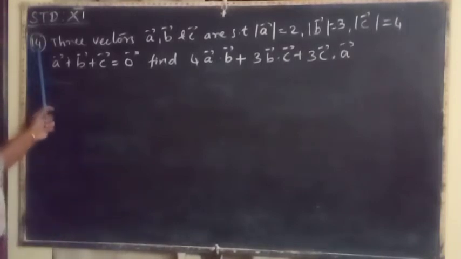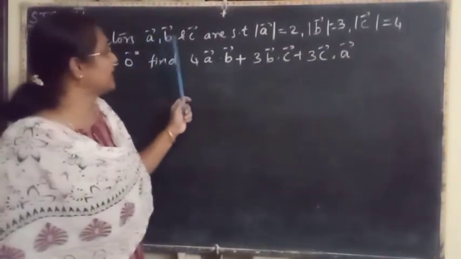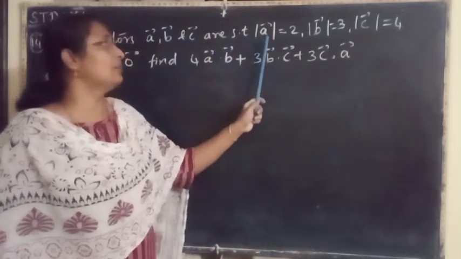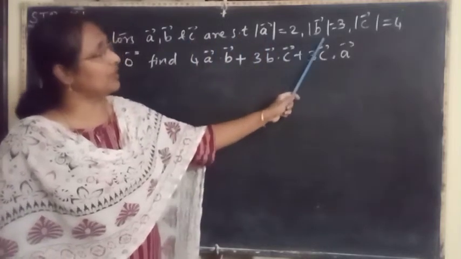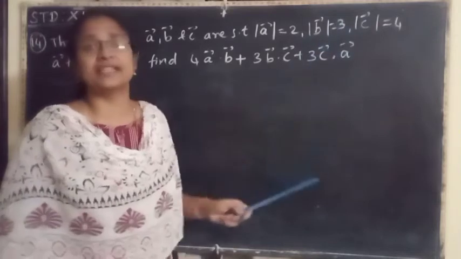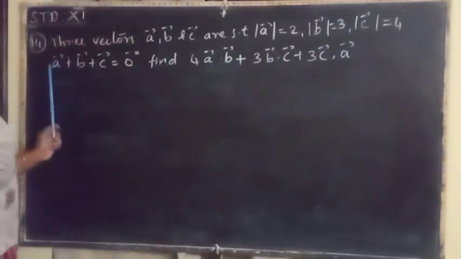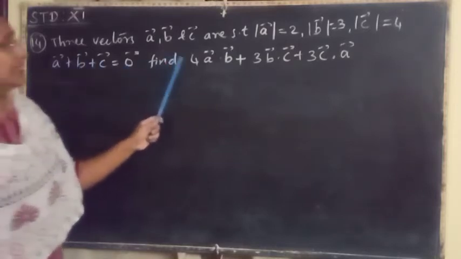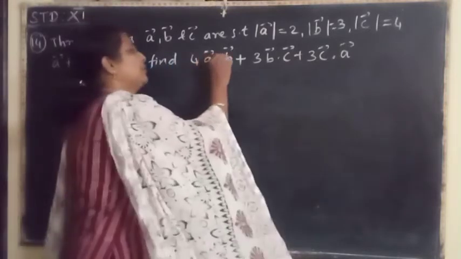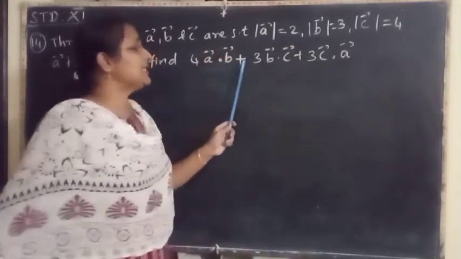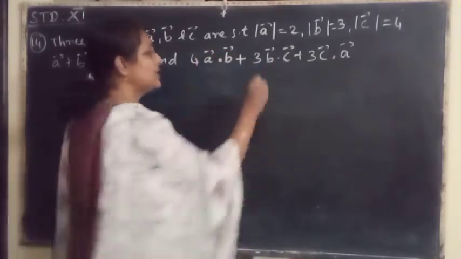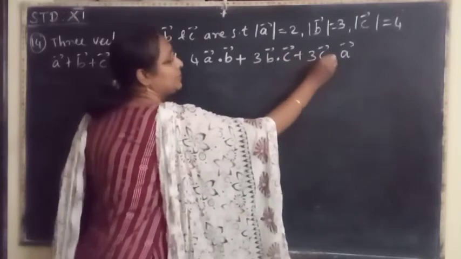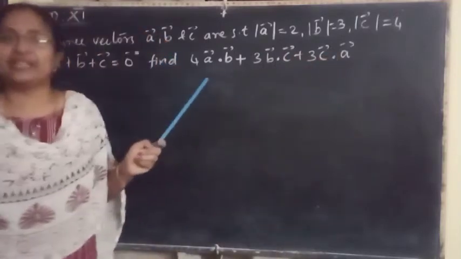Yes. Look into the 14th sum. Three vectors A vector, B vector and C vector are such that modulus of A is equal to 2, modulus of B equal to 3 and modulus of C is equal to 4. Also it is given A vector plus B vector plus C vector equal to 0 vector. Find 4 into A vector dot B vector plus 3 into B vector dot C vector plus 3 into C vector dot A vector. Is it clear?